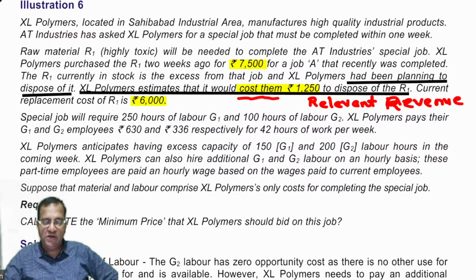Please communicate with yes or no, beta. Then I assume that why it is considered relevant revenue has been understood by you.